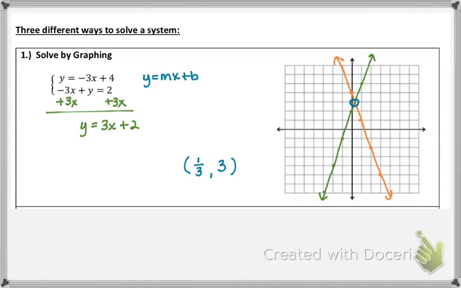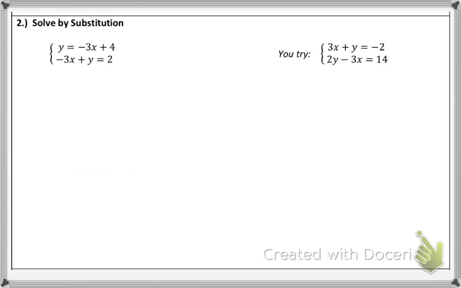A more accurate way to be sure we get the exact answer all the time is to solve algebraically, using the second and third methods, which are substitution and elimination. So let's look at method number 2. We can solve the exact same problem using substitution. So this is the same problem that we graphed before. Let's now solve by substitution and see if we get that same answer that we can be more sure of.